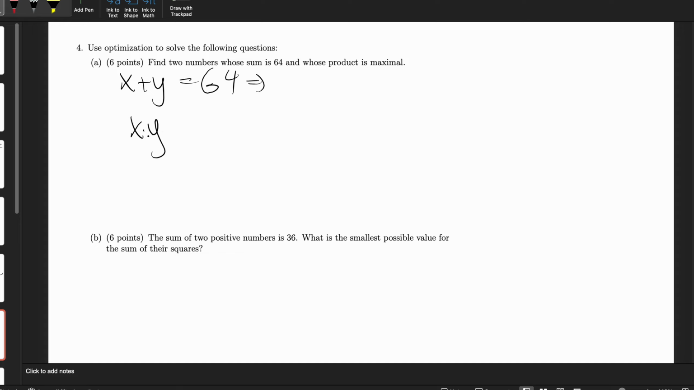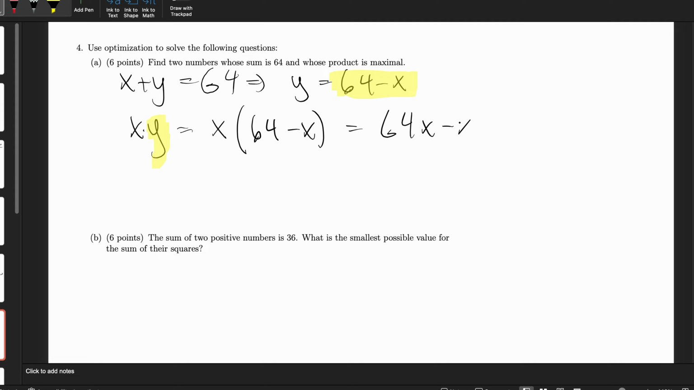Okay, so I want to maximize this function. I have to take the derivative and set it equal to 0. Well, the problem is I can't really take the derivative when it's in this form, so I'm going to solve for y in terms of x. y is equal to 64 minus x. And then I'm going to substitute that in for y. So this becomes x times (64 − x). That's equal to 64x minus x squared. And this I can take the derivative of.